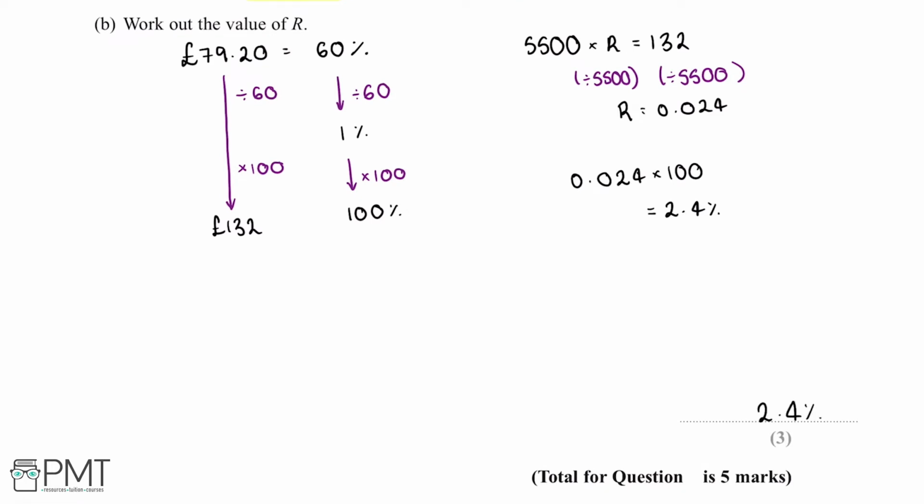Now this question's worth 3 marks. We'll get our first mark for working out the amount of interest Jack earned before tax. We'll get our second mark for starting a process to work out the value of r, and our third mark for the correct answer.